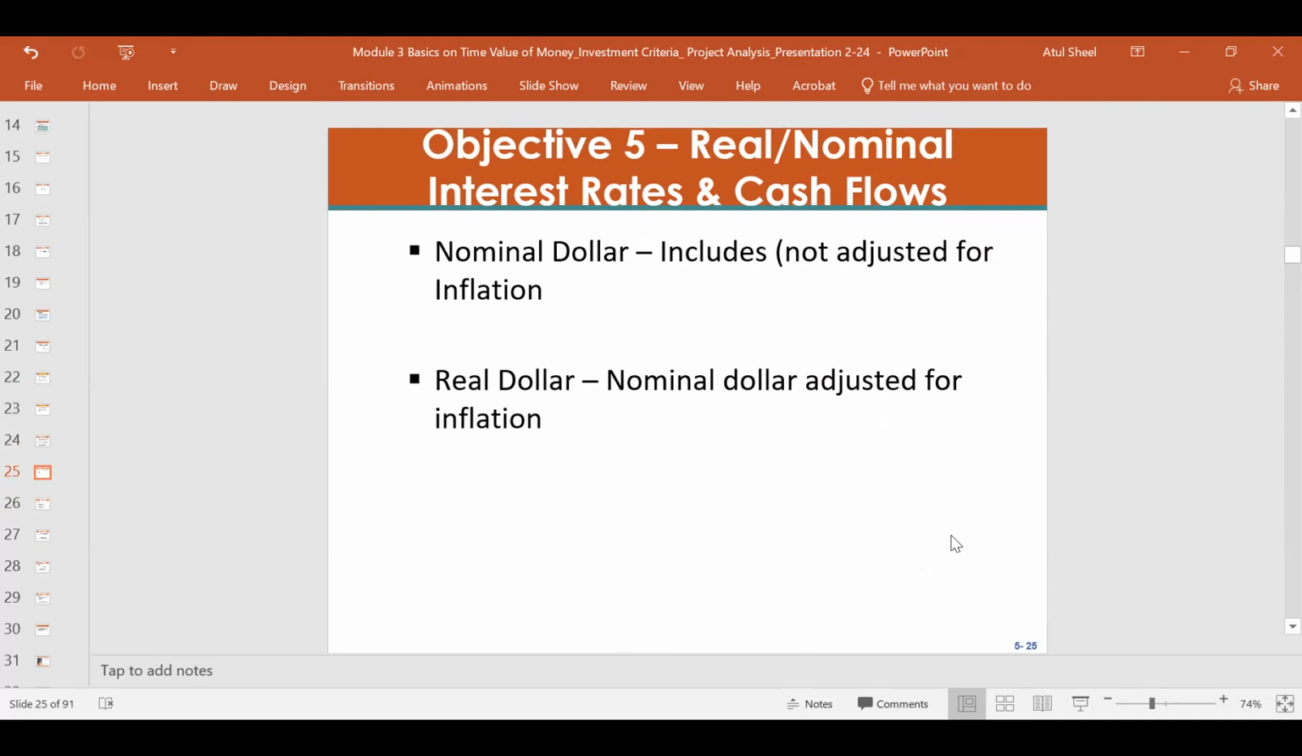So a nominal dollar is a dollar that is not adjusted for inflation. A real dollar is a nominal dollar that is adjusted for inflation. That's the difference between the two.